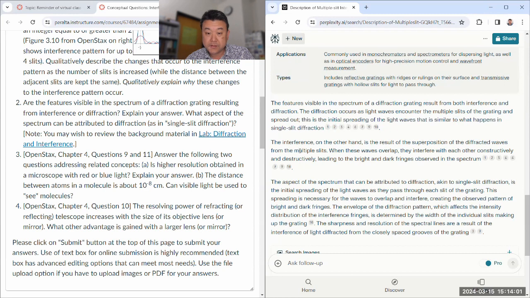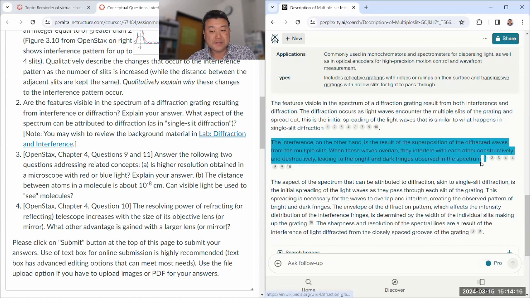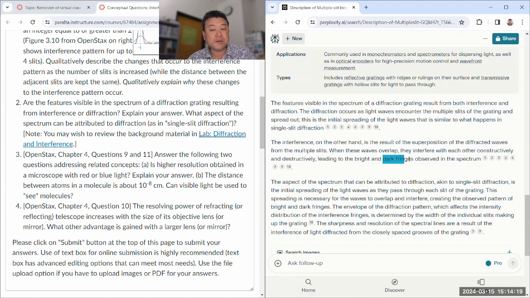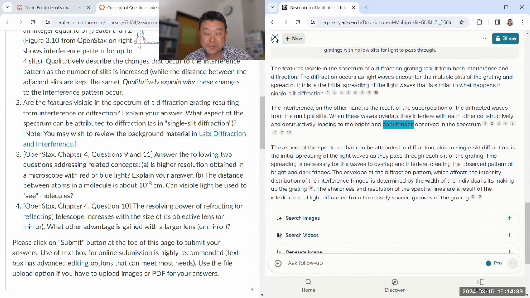The interference, on the other hand, multiple slits, they interfere leading to bright and dark. With the diffraction grating, you don't have so much dark fringes as spots without principal maxima. So I don't think the reference to dark fringes especially can be made by someone who saw the diffraction grating pattern. What dark fringe? You've just got bright spots and everything else is just dark. So there's no dark fringe. The aspect that can be akin to single slit diffraction is the initial spreading. Yeah, that's repetitive and wrong. This spreading is necessary.